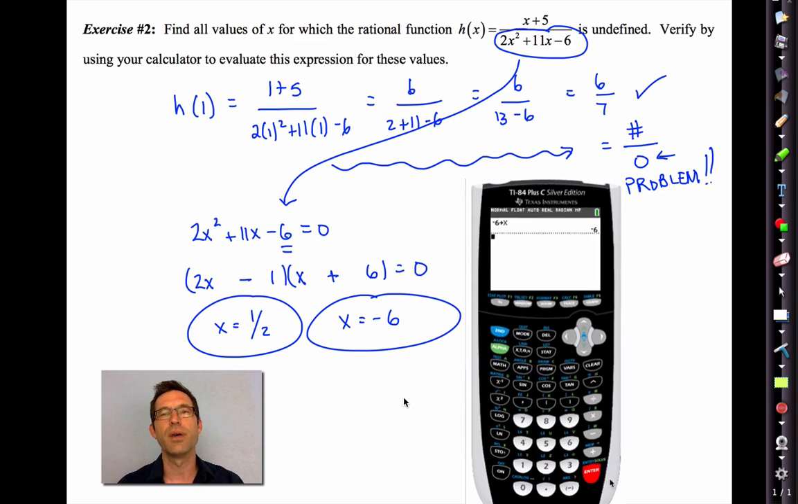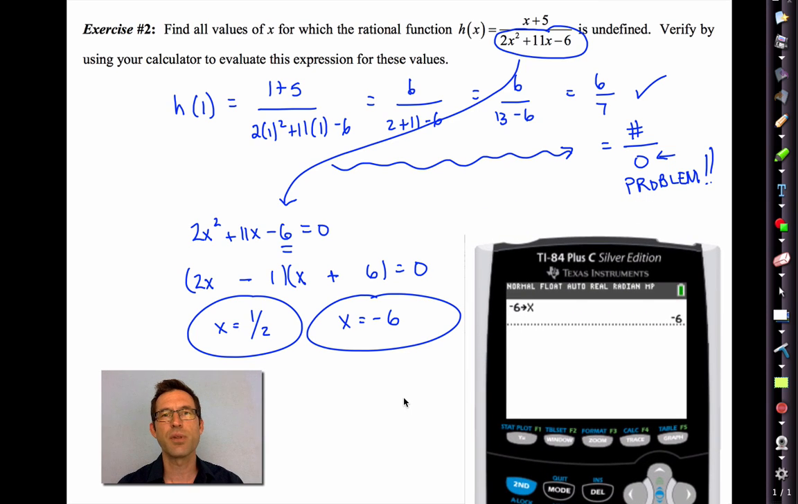And now I'm going to type in parentheses x plus 5 parentheses divided by parentheses, I have to have those parentheses in there, 2x squared plus 11x minus 6 parentheses. Okay, make sure it all looks right. Okay, and now I hit enter.